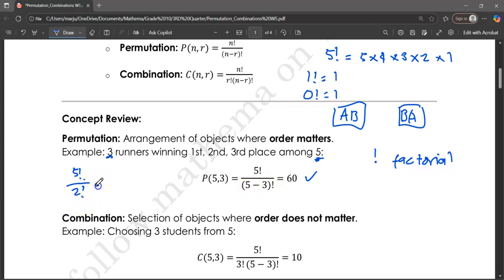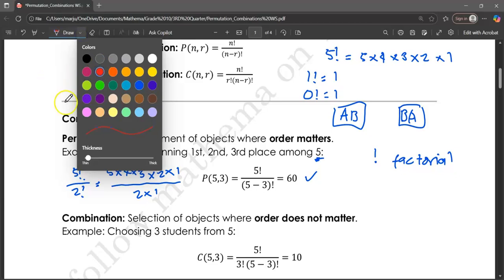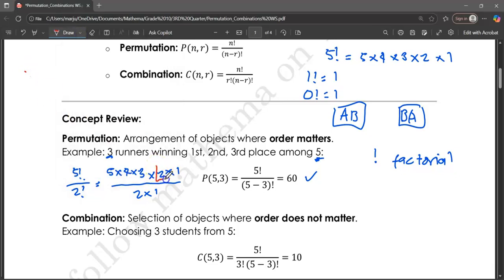And again, I said earlier, when you say factorial, you're just multiplying downwards. So you have 5 times 4 times 3 times 2 and times 1 over what is 2 factorial? That is just 2 times 1. And if you notice here, we can actually cancel this one, right? Because again, since we are doing multiplication, we are allowed to do that. And we have here 5 times 4 times 3. This is 20 times 3. That is indeed 60. That is why we have 60 there.